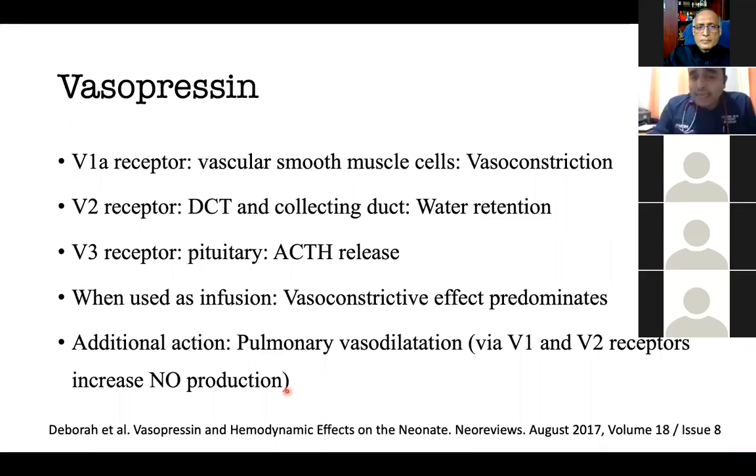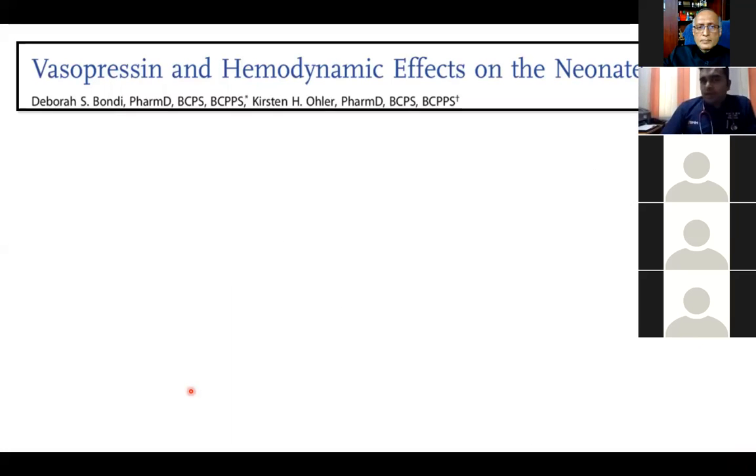Now, there is an additional action of vasopressin by virtue of which it is preferred in neonates with PPHN. So what is this additional action? There are V1 and V2 receptors present in the pulmonary vasculature and it causes increased nitric oxide. You'll remember that in PPHN, one of the main therapeutic agents is nitric oxide, which causes pulmonary vasodilatation. So vasopressin has also got the same effect. So it is one of the preferred agents in PPHN.